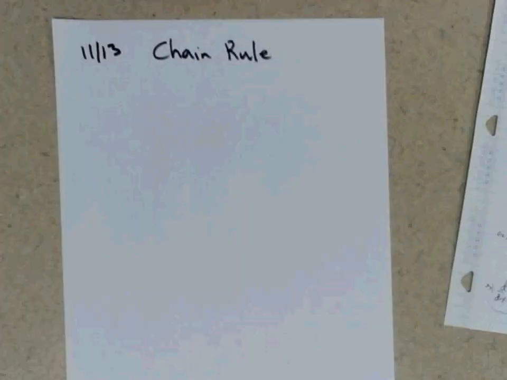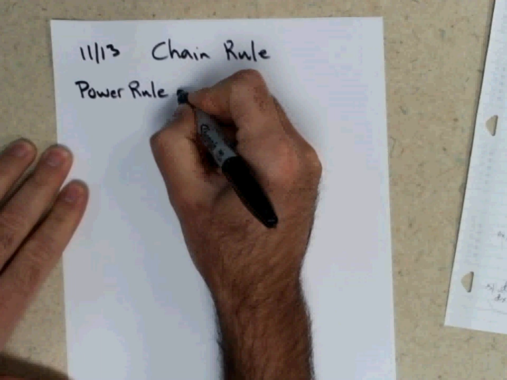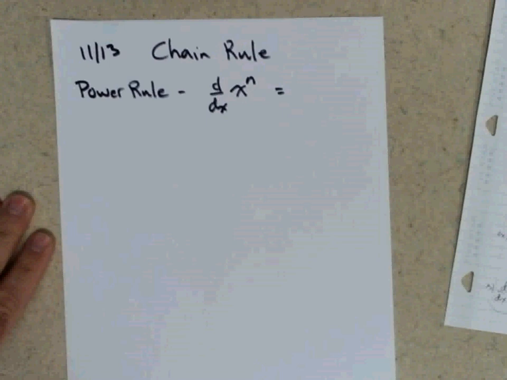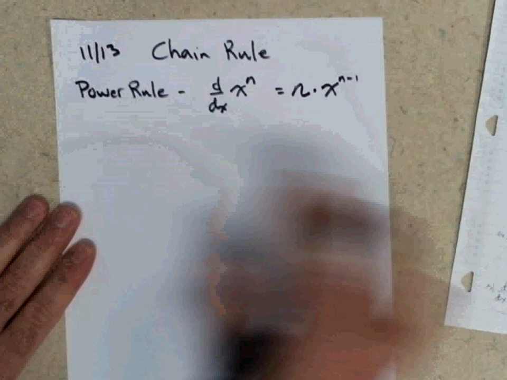All right, so just as a review, we have the power rule. If I ask you to take the derivative with respect to x of x to the n, write down what the power rule tells me to do. Hopefully you said the power rule says you bring the exponent down, then you take x to the n minus 1. All right, that's the power rule. The product rule is what we've just been going over.